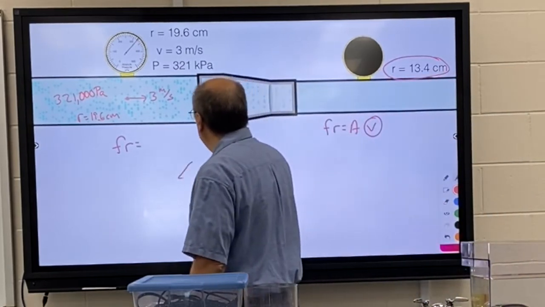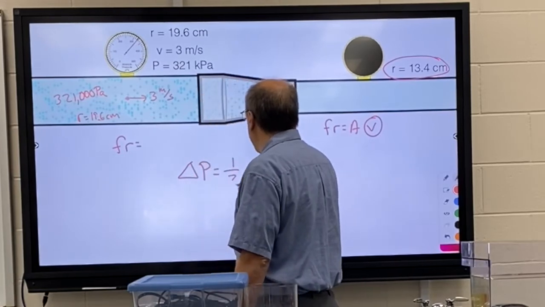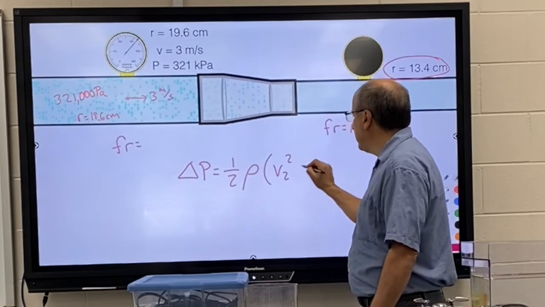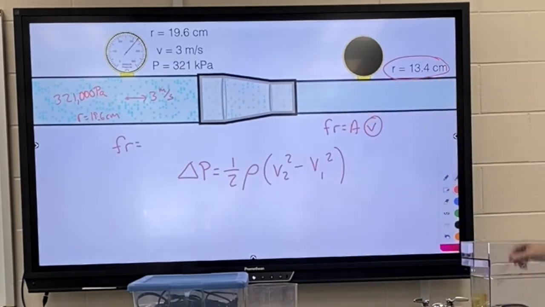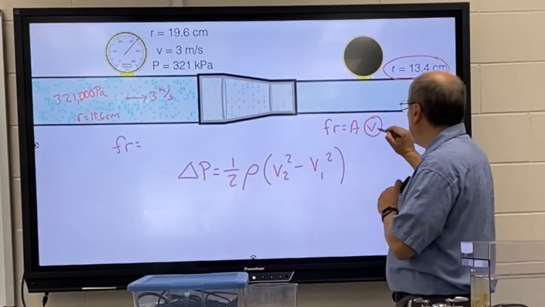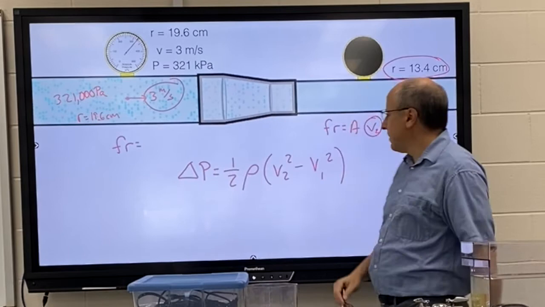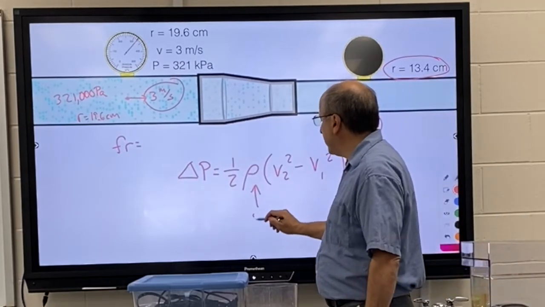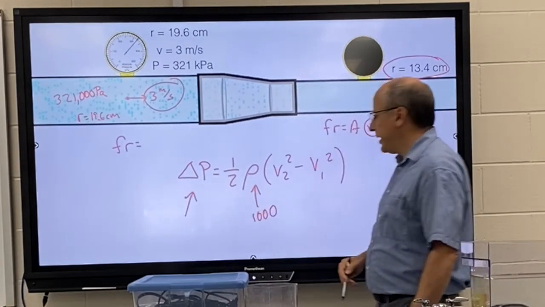Once you have that velocity, you then find your change in pressure equals 1/2 density of the fluid, velocity 2 squared minus velocity 1 squared. Velocity 2 is the velocity on this side. Velocity 1 would be this 3. The density of the fluid, we're just going to use water, so you could use 1,000. And you find the difference in pressure.